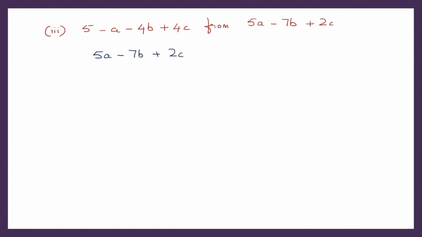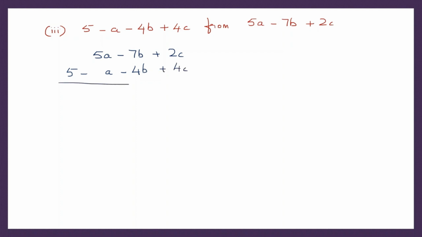Moving on to the next question. Subtract the first expression from the second. So we have to write the second expression first: 5a minus 7b plus 2c. Now let's write the first expression below this in the right columns. Now we have only a 5 and we don't have any column for that. So let's write that separately. 5 minus a, put it in the column for a, minus 4b plus 4c.